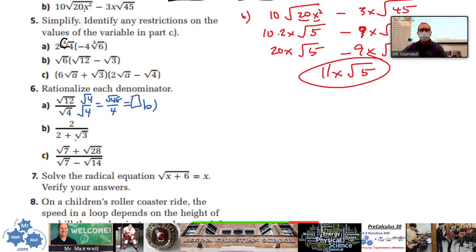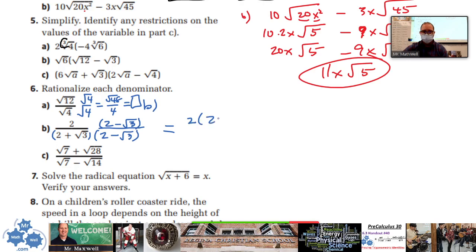For b, we've got two terms. So this is where you have to multiply by the conjugate. Okay? So I multiply by 2 minus root 3, top and bottom. And we do that because we're going to get a difference of squares on the bottom, which is great because I want to square a square root. And that will eliminate the square root. So I'm not actually changing the fraction by multiplying by something over itself. That's just multiplying by 1.